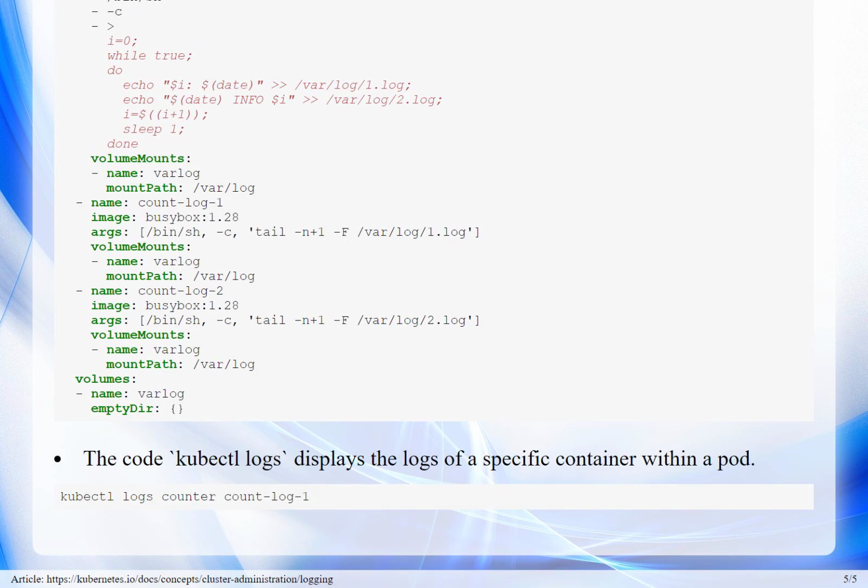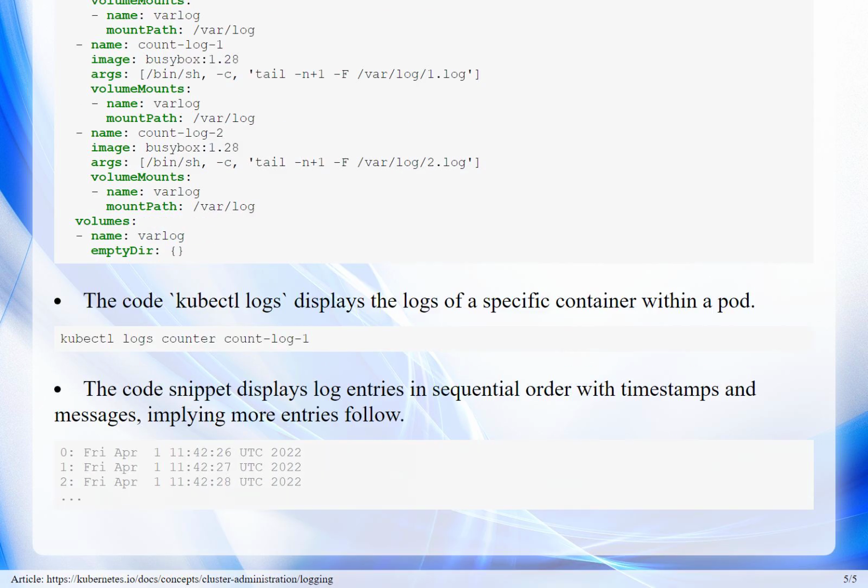The command kubectl logs counter countlog1 retrieves and displays the logs from the container named countlog1 within the counter pod. This command is useful for accessing specific container logs when a pod contains multiple containers. The code snippet shows a sample output of log entries with timestamps indicating when each entry was logged. The entries appear to be in sequential order, with each line containing the timestamp and corresponding log message. The ellipsis suggests that there are more log entries following the shown examples.